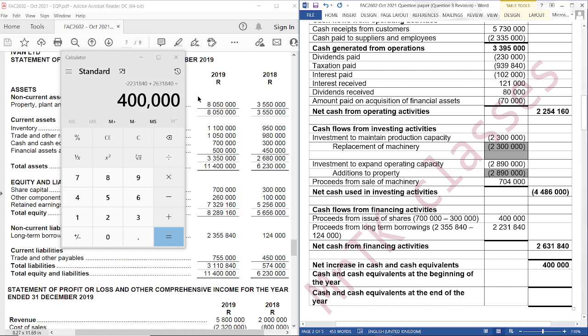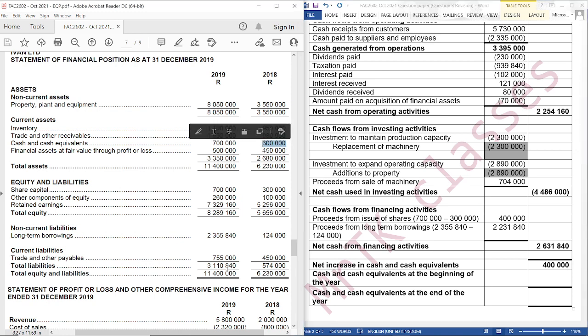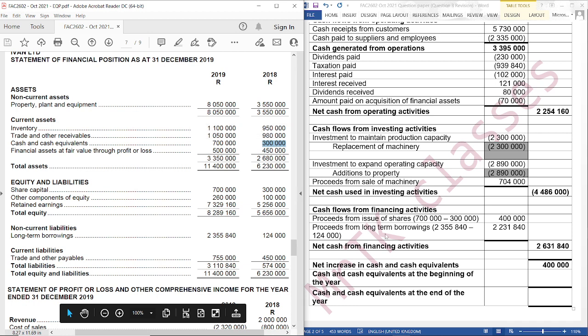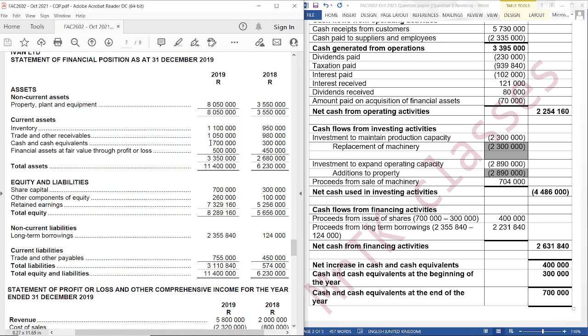400,000. Then opening cash and cash equivalents, 300,000. Do we have any bank overdraft? No. So 300,000. 400,000 plus 300,000, 700,000, right? So we have 700,000 here, and we have 700,000 here as our closing.